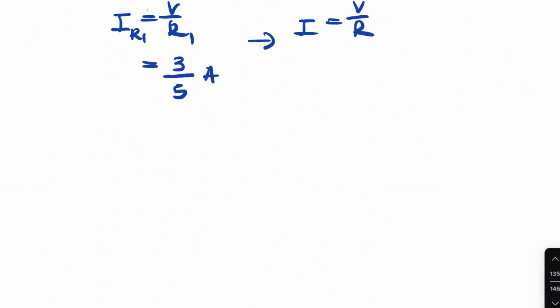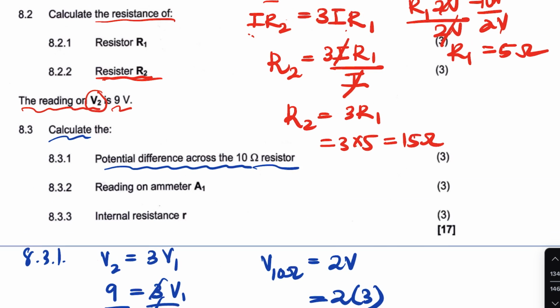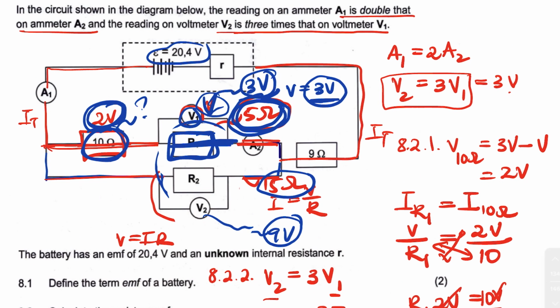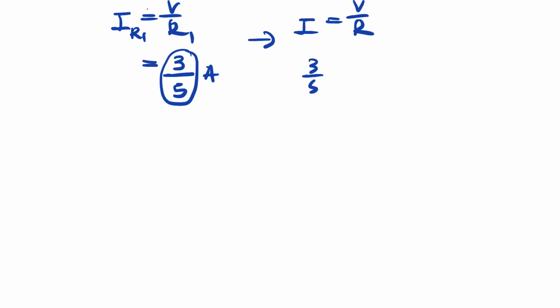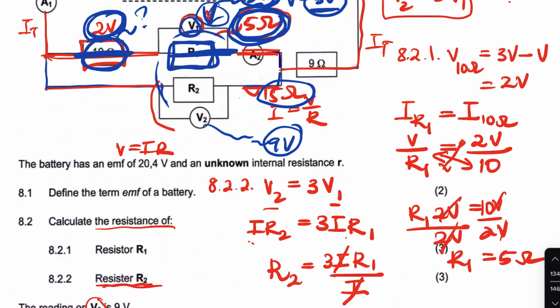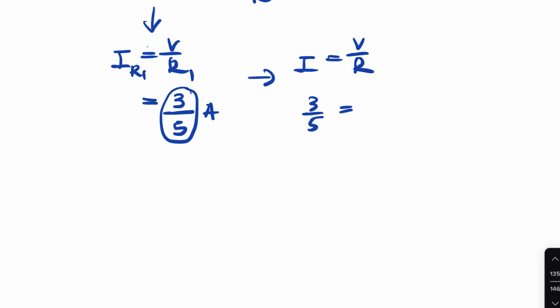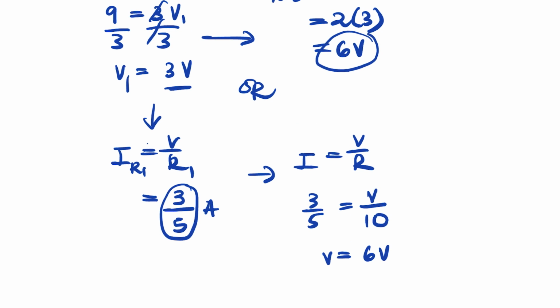Now, having this 3 over 5 current, it's a current that passes here. That means the current here is 3 over 5 as well. So I'll say 3 over 5 is equal to, now the voltage there, I do not know what is the voltage in the 10 ohm resistor. That's what I'm looking for. So I'll say V, and the resistance is 10 there. And then when I cross multiply there, your V is going to be 6 volts, which is the same answer as this one. Same answer, right?